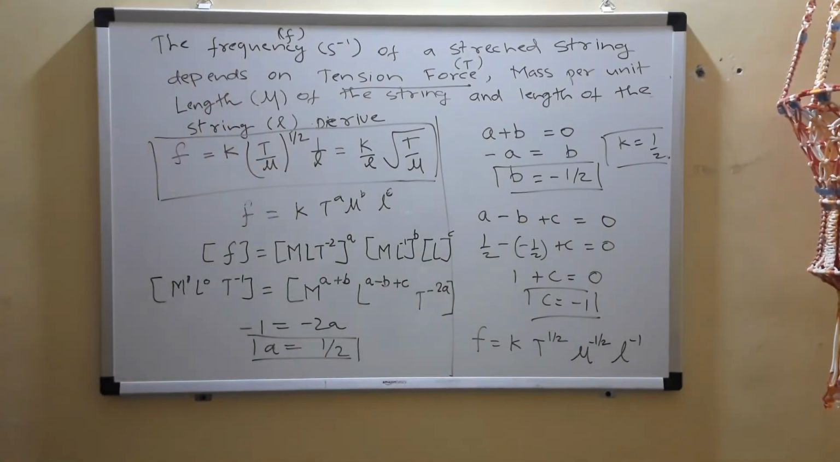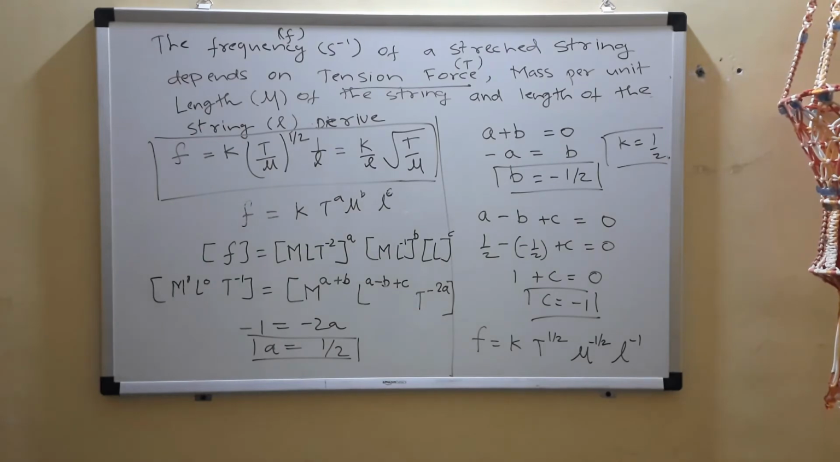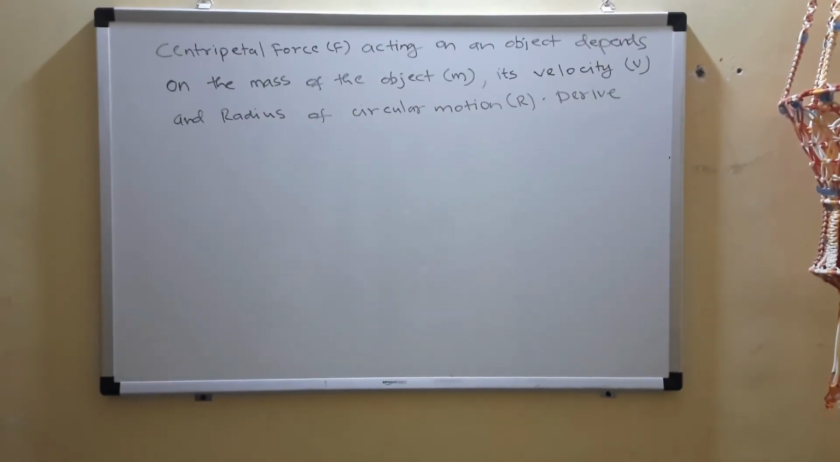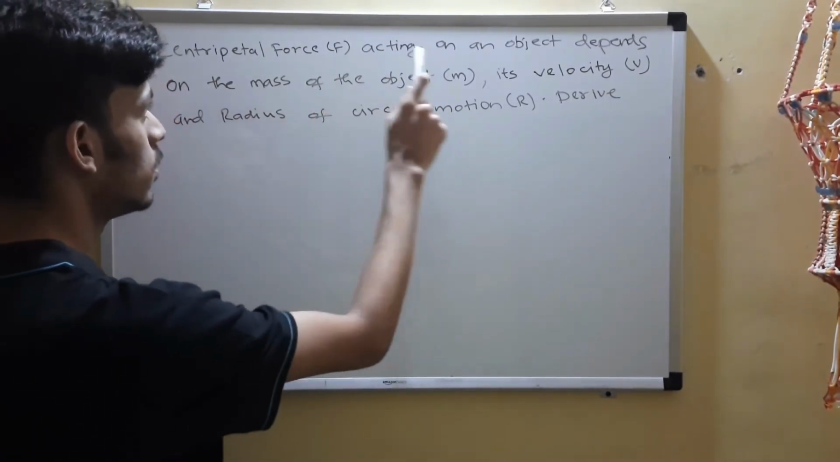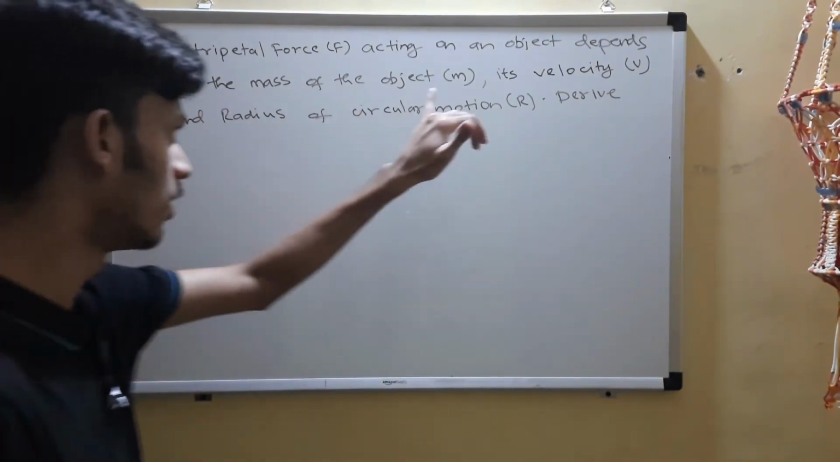Okay, so this is the way you do it. Let's try one more example now. Question 3 is on the board, so let's read it. Centripetal force acting on an object. This is some force acting on an object, depends on the mass m.